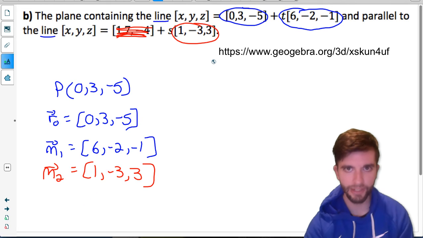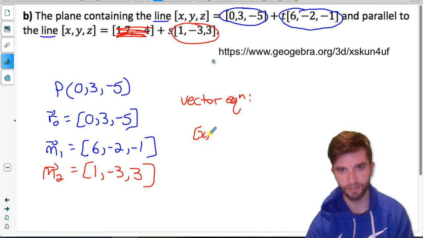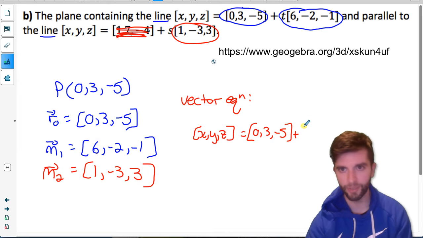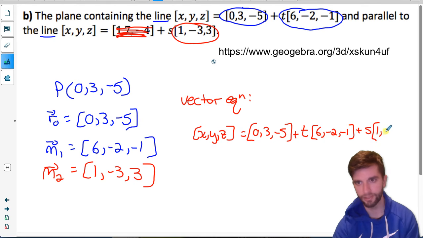And that's all the information I need to write the vector equation of the plane. The vector equation of the plane would be x, y, z equals the position vector, 0, 3, -5, plus scalar multiples of both of the direction vectors. So plus t times the first direction vector, plus s times the second direction vector. That would be the vector equation of the plane.